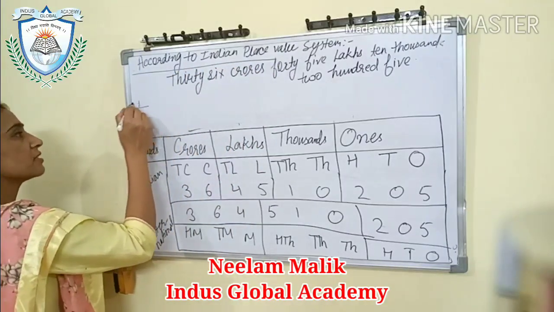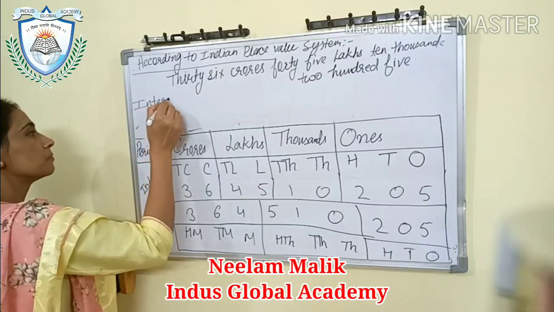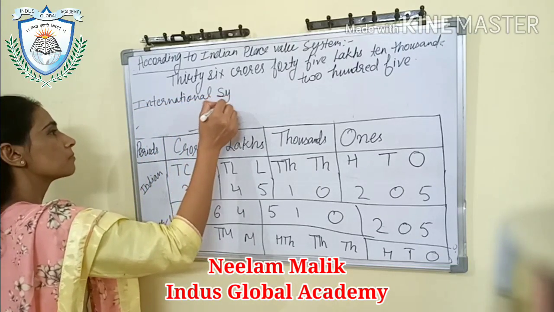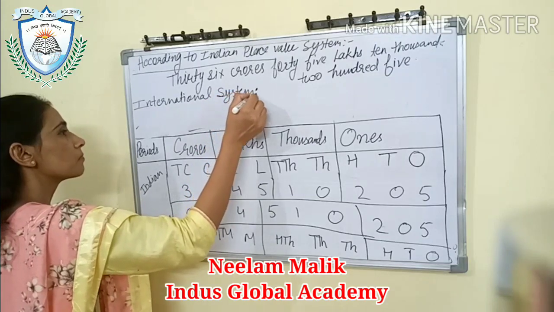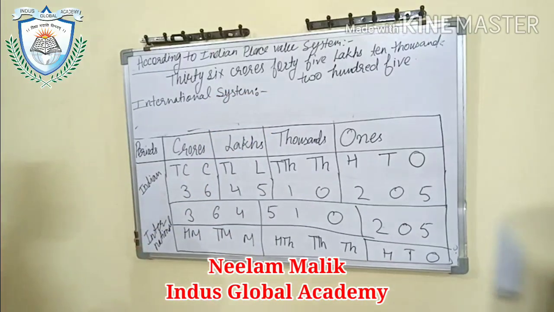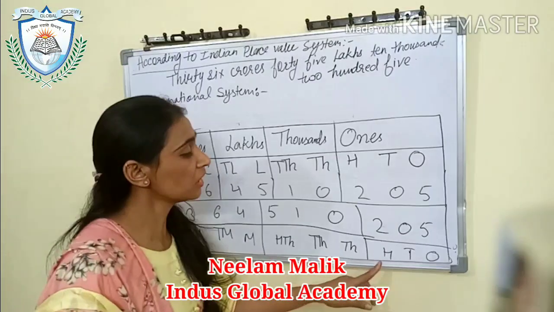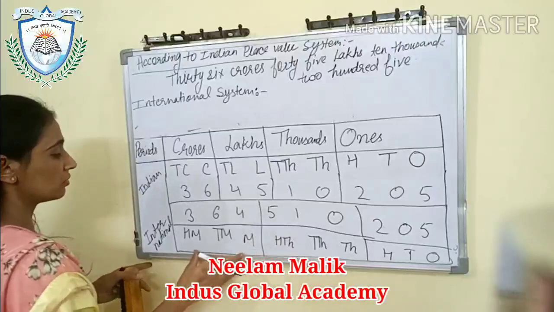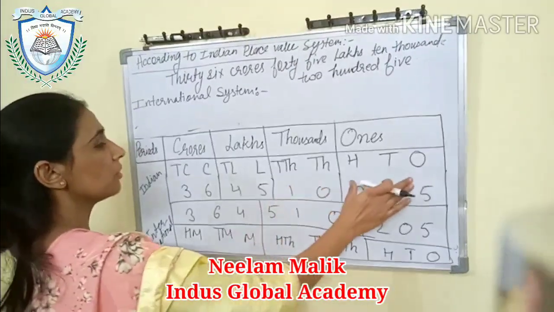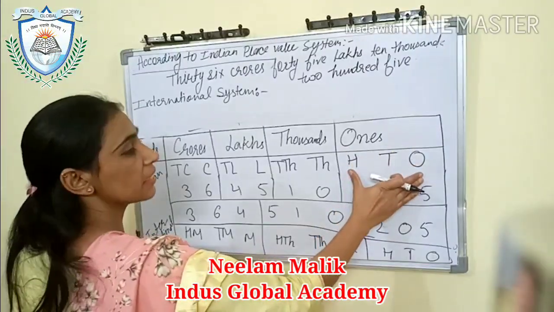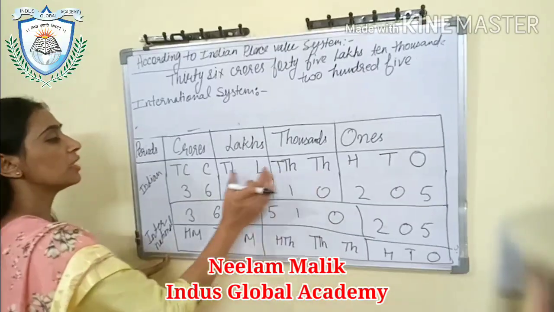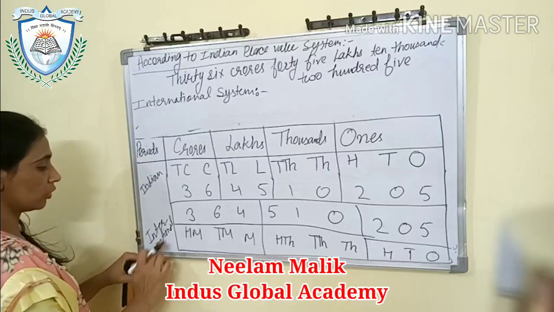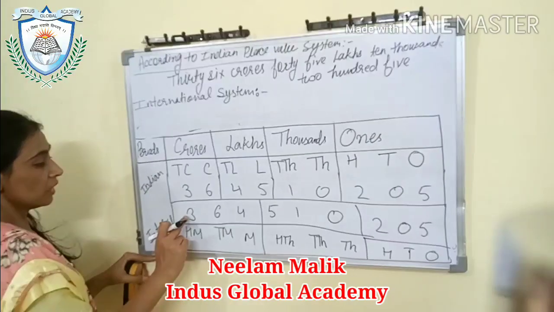If I want to write this number according to the international system, in each and every period we are taking 3 places, 3 here, 3 here, 3 here. But in the Indian system, in the ones period we are taking 3 places, and after that we are taking 2, 2 in each. So how will we read this number according to the international system?